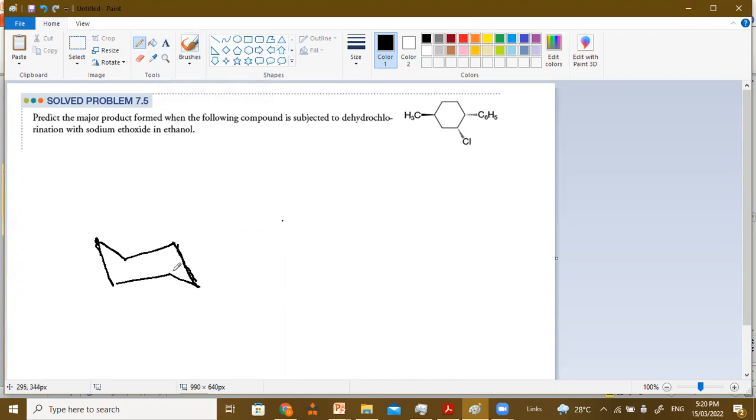So you have up, down, up, down, up, down. Of course, you have your Cl. If Cl is equatorial, for clarity, and then say this is our carbon 1, carbon 2, you have your C6H5 here.